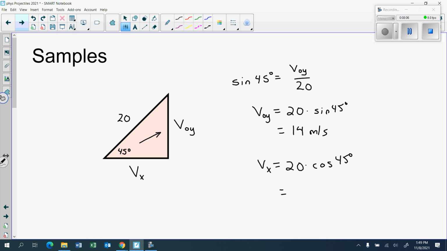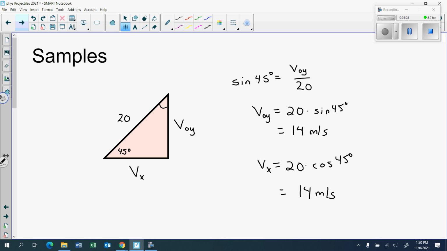I do the same thing with cosine, and yes, I get the exact same answer. Cosine is the adjacent divided by the hypotenuse. And if these two sides are going to be the same, then putting them into a ratio with 20 is also the same, which means my 45 degrees is going to be the same on each side, 45 and 45.